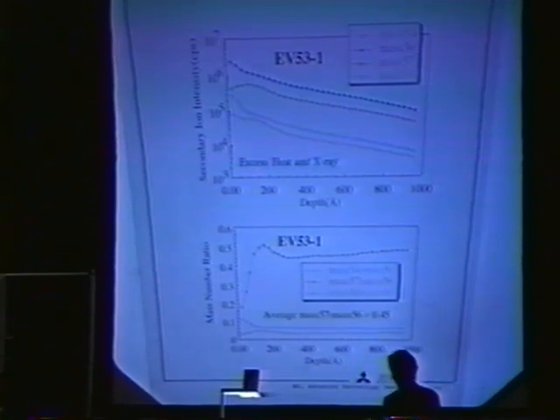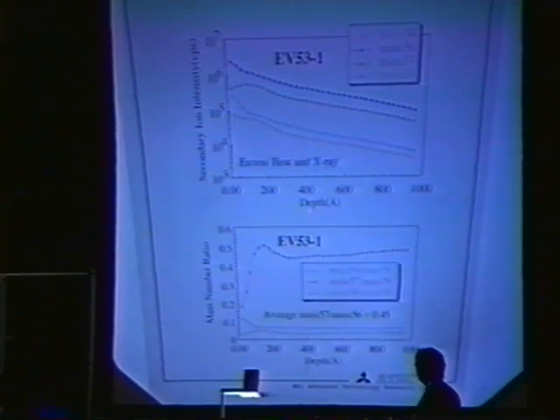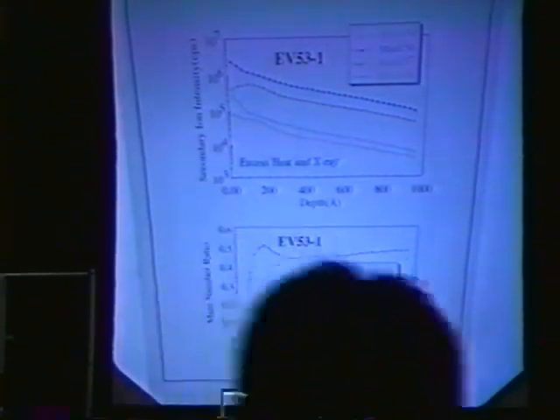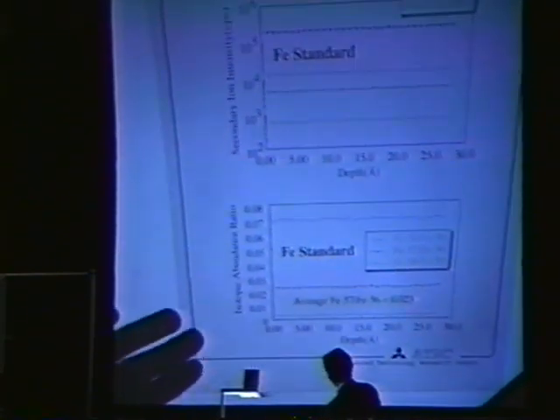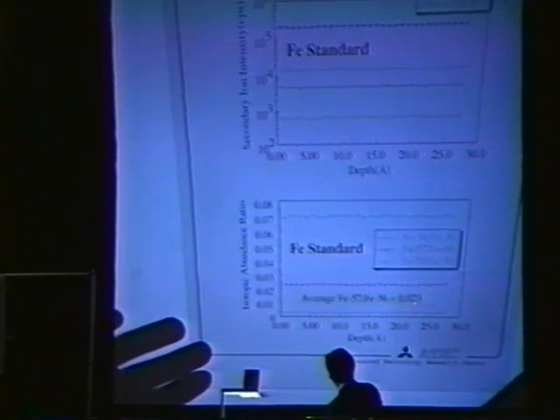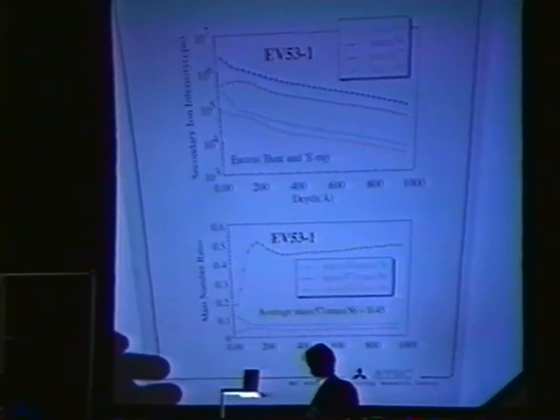A depth profile, and secondly, ion intensity and mass number ratio. With this sample, we observed excess heat and X-ray. Especially mass 57 by mass 56 behaves anomalously. It reaches an average value of 0.45. If we consider the Fe standard, average Fe 57 by 56 is 0.023. It is more than 10 times larger.